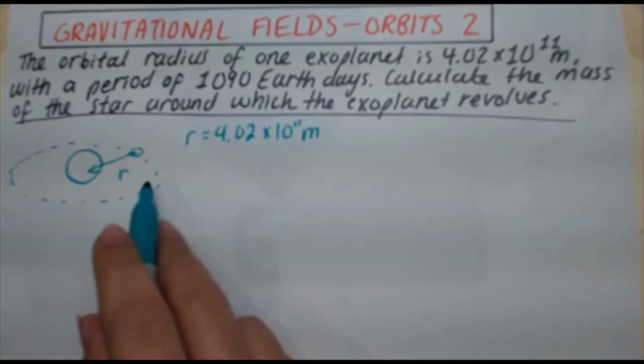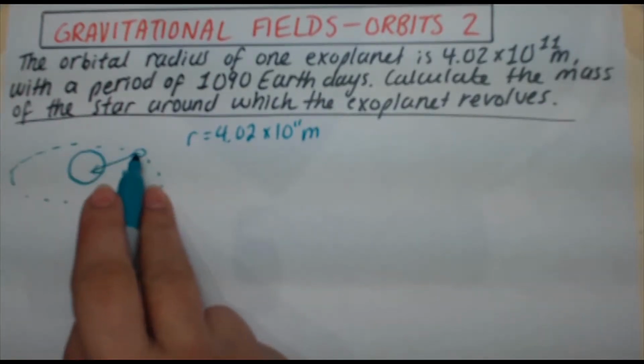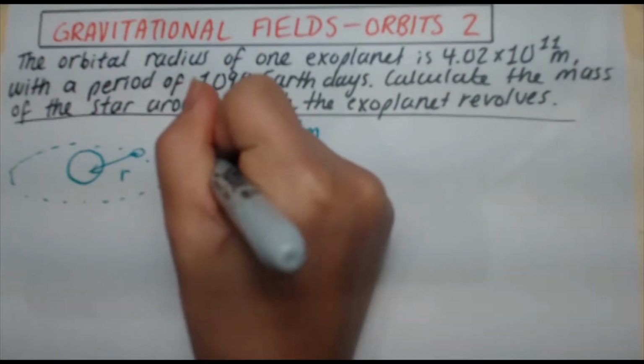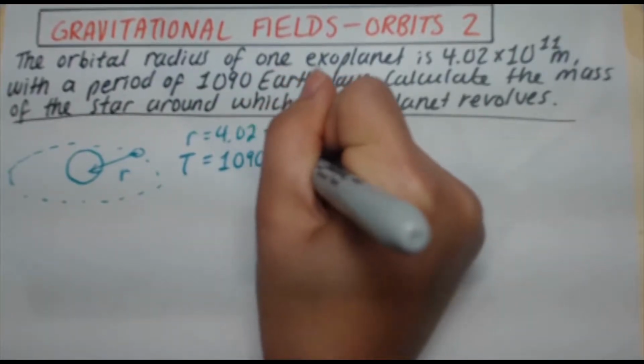Now we're also given the period of the orbit, the amount of time it takes for the exoplanet to make one complete revolution around its star. Capital T is the symbol for period, and that is 1090 days.